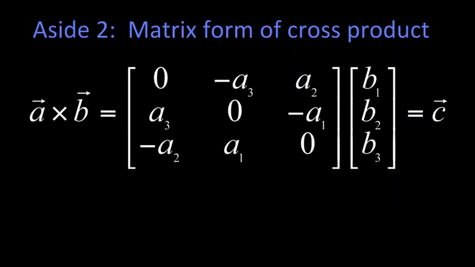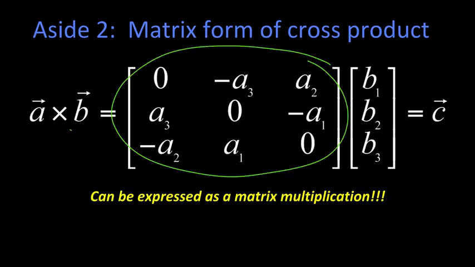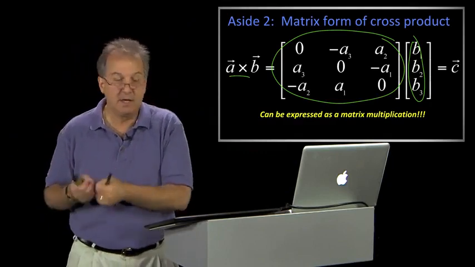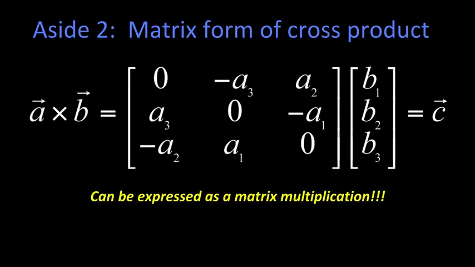If you had been really smart, you would say, I can just write this as a matrix multiplication. So I just build this little matrix here from my A, and I take my vector B here. That says that the first component of C is going to be minus A3 B2 plus A2 B3, and that is the first component of the cross product of A and B. Same thing for the second and third components. So we can just write the cross product as matrix multiplication.